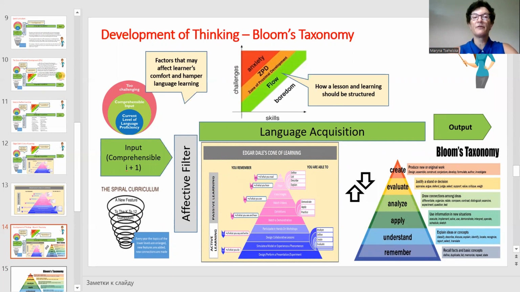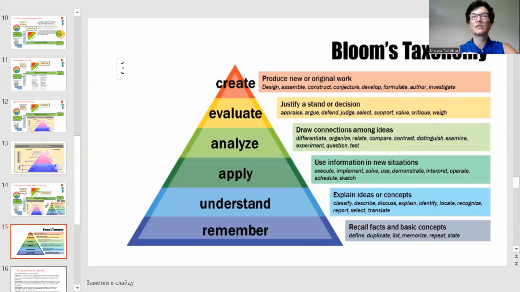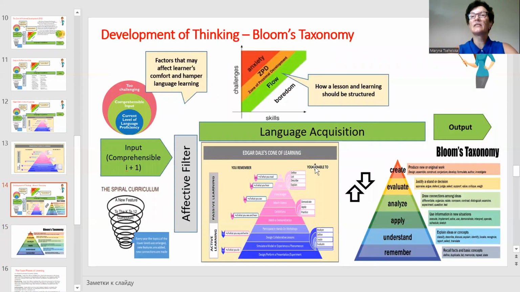And at the very bottom of Bloom's taxonomy is remembering, understanding. Then you apply the facts, then you analyze, evaluate, and create. That is how we go from lower order thinking skills to higher order thinking skills. And it tells us how we need to structure our learning. If we want our students to go through passive learning, it is a teacher-centered classroom.